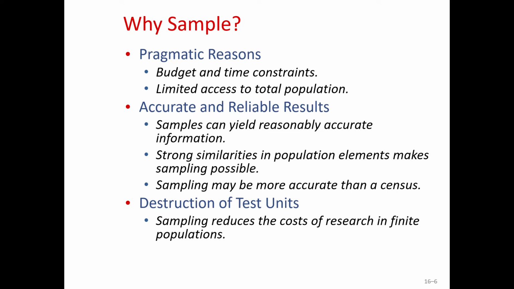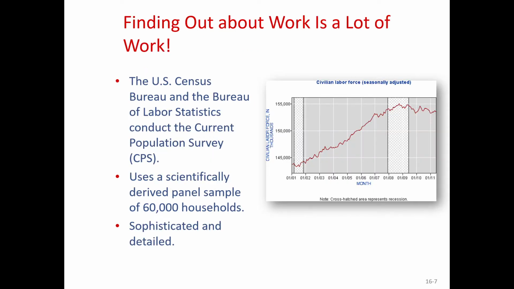So if there's a finite population and everyone in the population participates in the research and cannot be replaced, no population elements remain to be selected as a sampling unit afterwards. So if the test units have to be destroyed or ruined for the purpose of the research project, then obviously sampling is obviously way better.